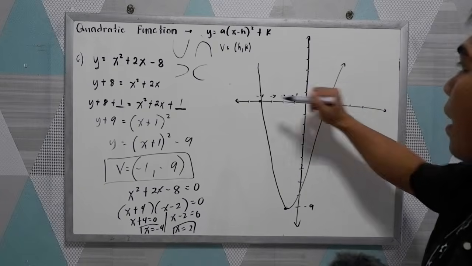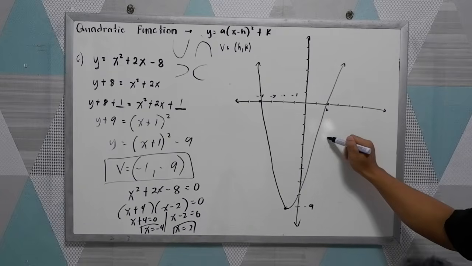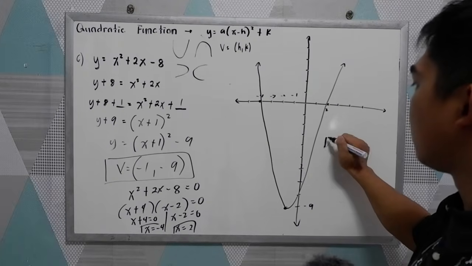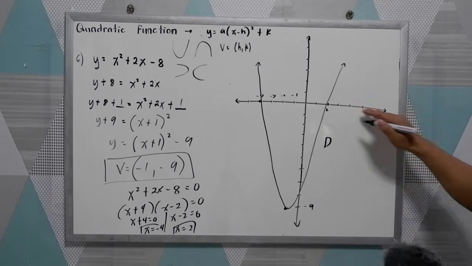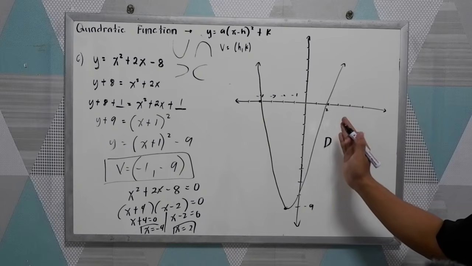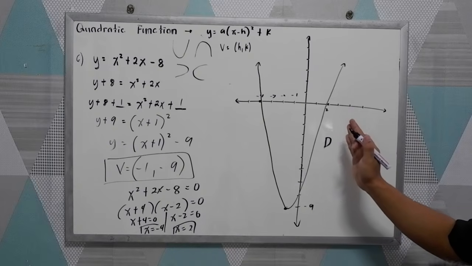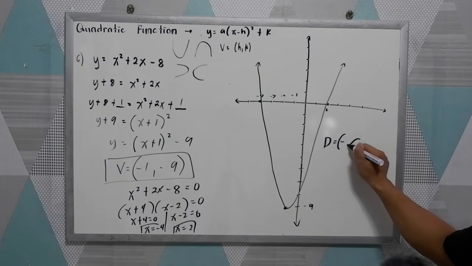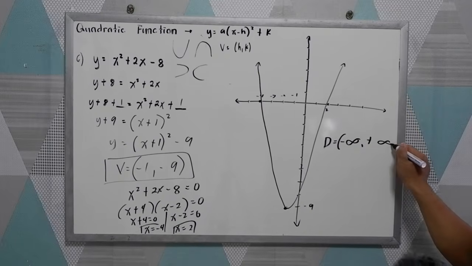Okay, this will be our graph. To find the domain of the quadratic function, we know that the graph passes through our x-axis up to infinity. So, negative infinity to positive infinity.